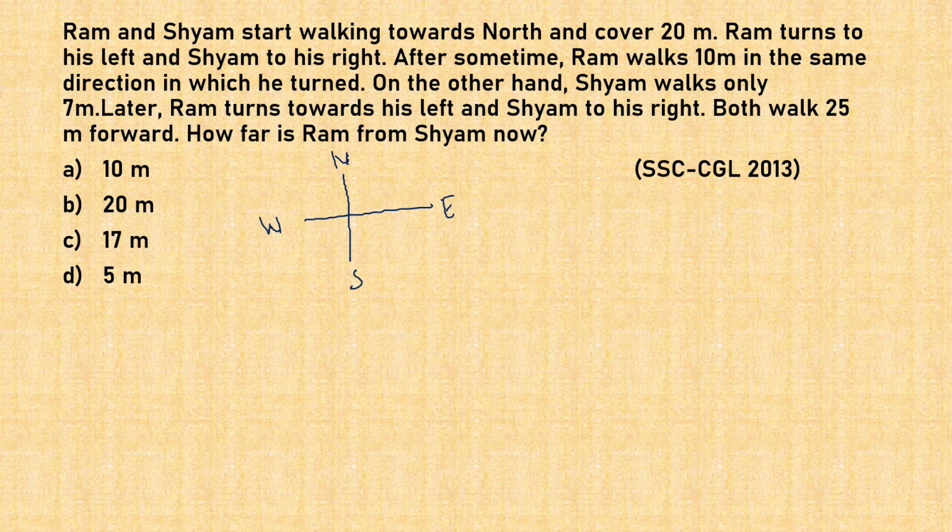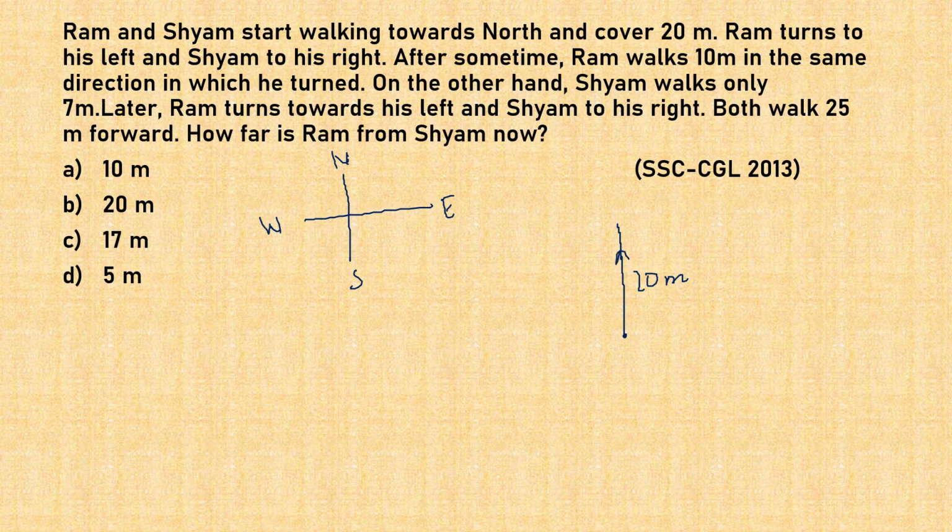And even if you don't remember, you must remember how to draw this so that at the time of exam you can quickly reproduce it in a flash of a second and then go by the directions. So Ram and Shyam are both moving together and they are moving in the same direction, that is the north, and they cover a distance of 20 meters. This is how the both of them, Ram and Shyam, are moving together.